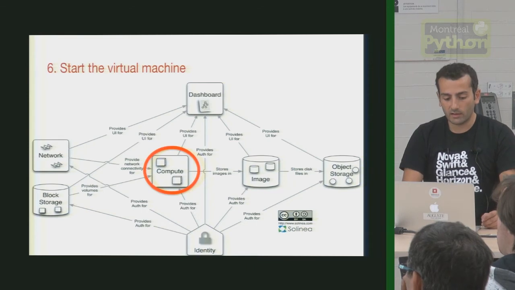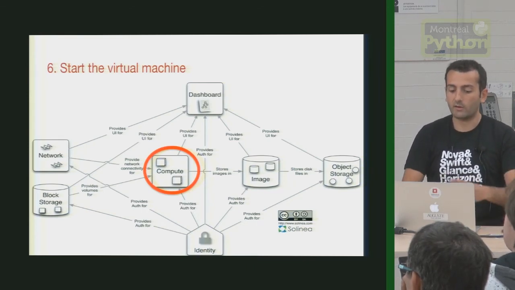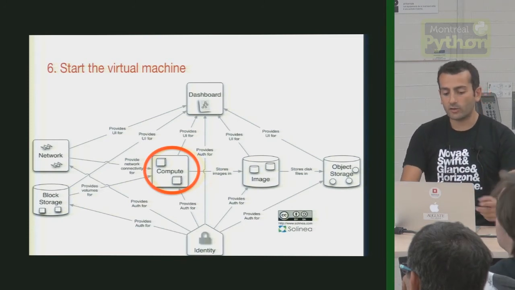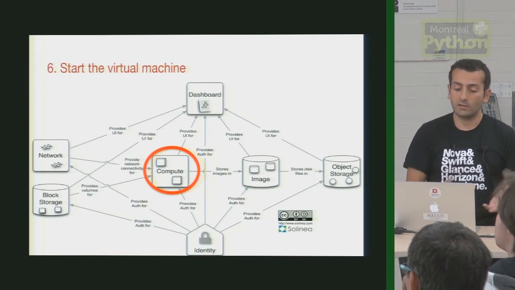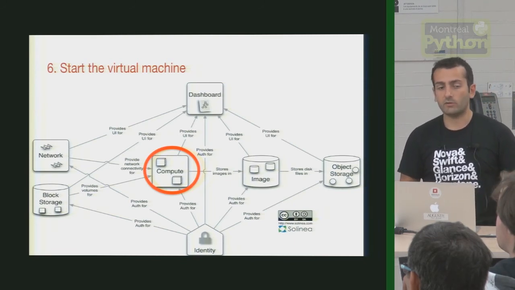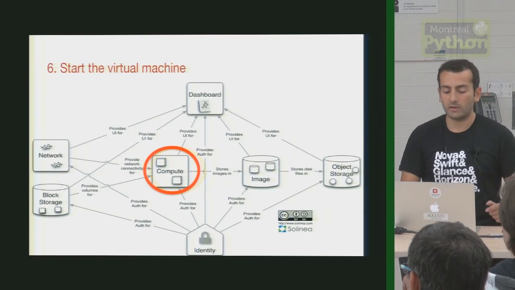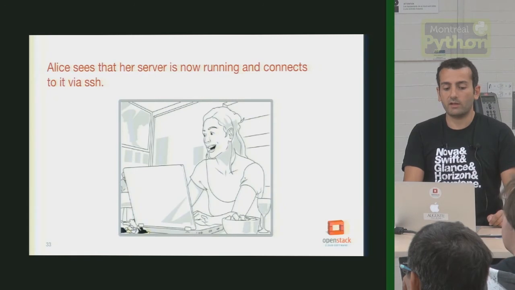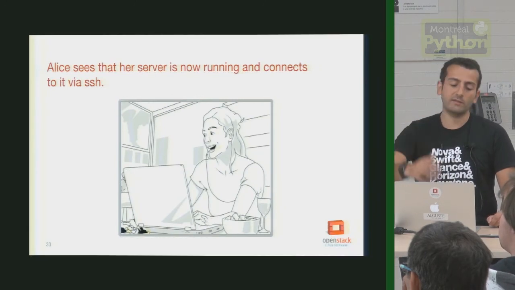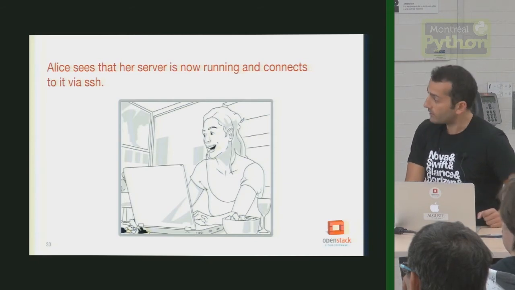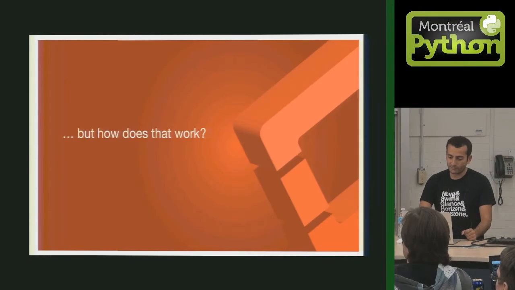Whenever it gets all the information that it needs, and all the connection endpoints, then the compute server will connect to the hypervisor on the local backend. Whatever you were using, KVM, Xen, usually people use KVM. And they would start the virtual machines until it's coming back to Alice, and she sees that the server is now running and connected to it via SSH. So you see, she's very happy. But it would not work here if I was testing, because SSH doesn't work.